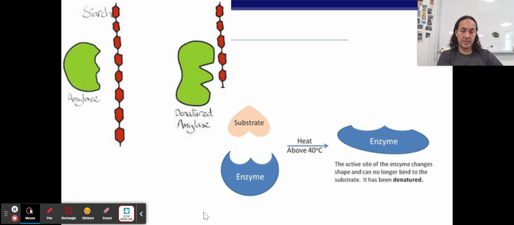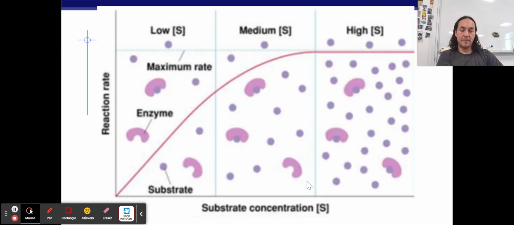And so here's temperature. Here you can see in this example, here is starch and here's amylase. Amylase is an enzyme that's going to help to break down starch. But here, if you make it really hot, it's not going to work anymore. Look at how the active site has changed, and it will not be able to break down the substrate anymore. This is a little complicated, graphs with substrate concentration and enzyme concentration reaction rate.